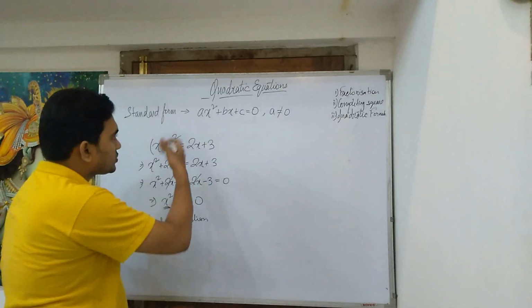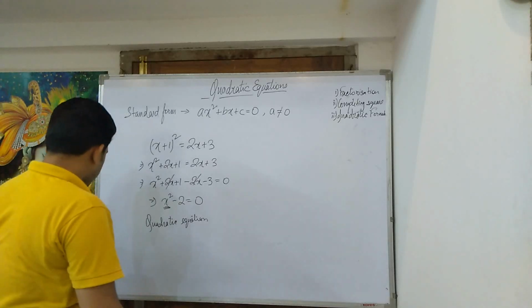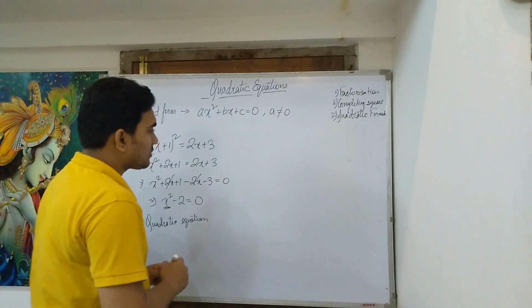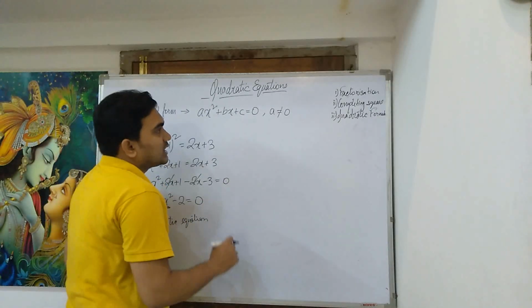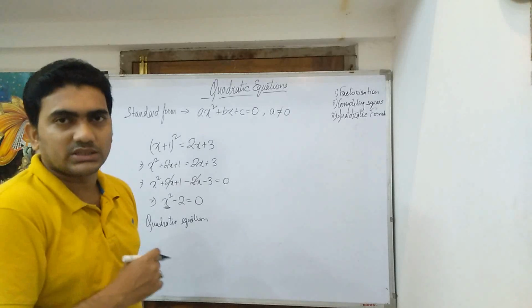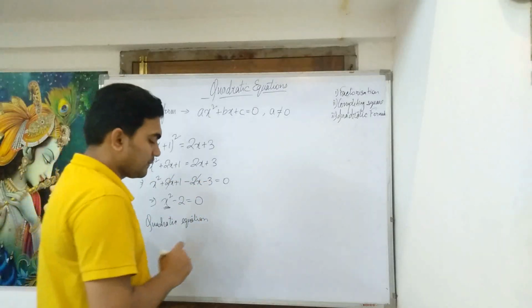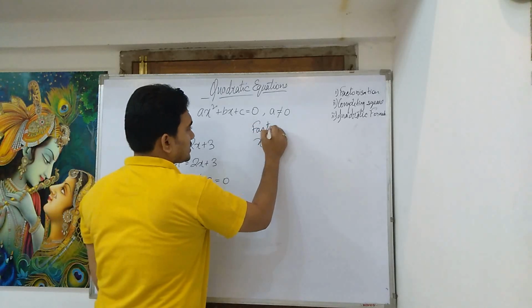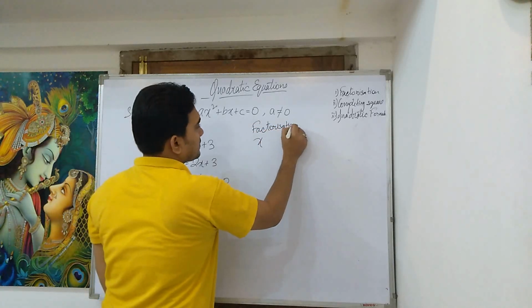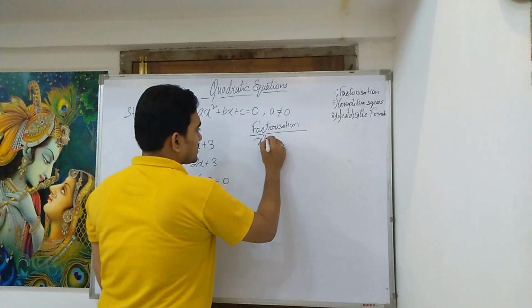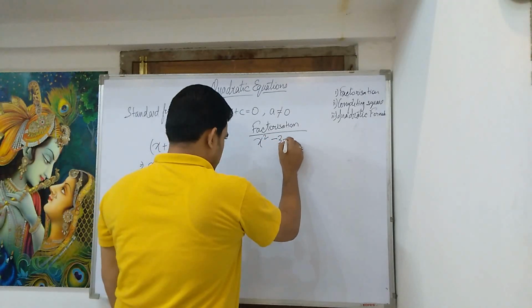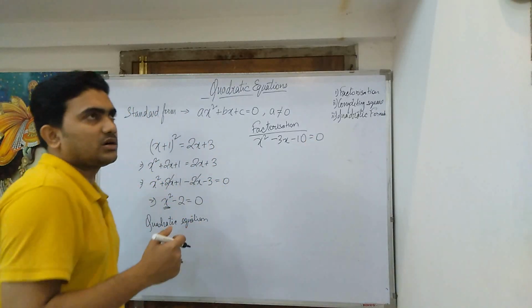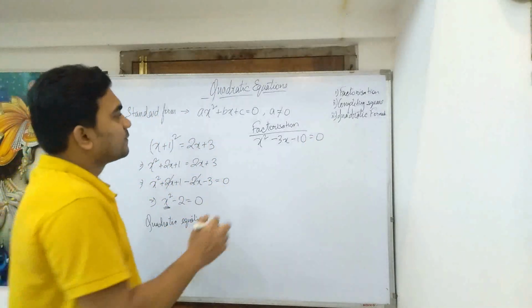Now how to solve these? So first of all, let us talk about factorization method. If we talk about factorization method, it's very simple. We'll talk about prime factorization or middle term factorization. Let us take an example for factorization method. It's very simple, very basic. X square minus 3x minus 10 equals to 0. So we have all come across this middle term factorization earlier.